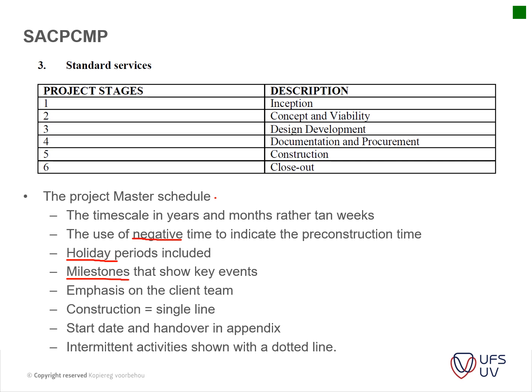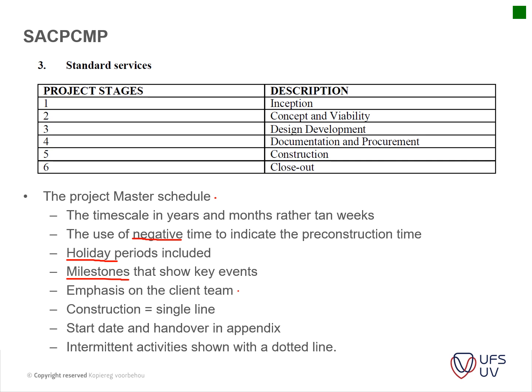Your milestones are included. Your milestones are specific milestones. For instance, your tender document will be finished by this date. Your contractor will be appointed by this date. The site will be established by this time. The practical completion will be at this time. So that's basically what the milestones are. Okay, emphasis is on the client's team.